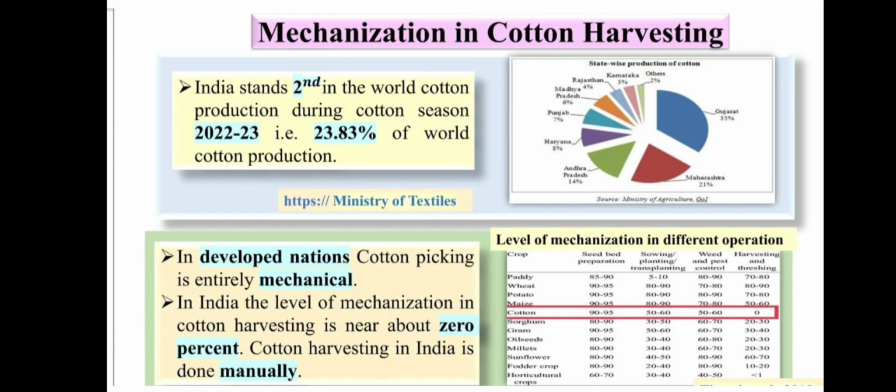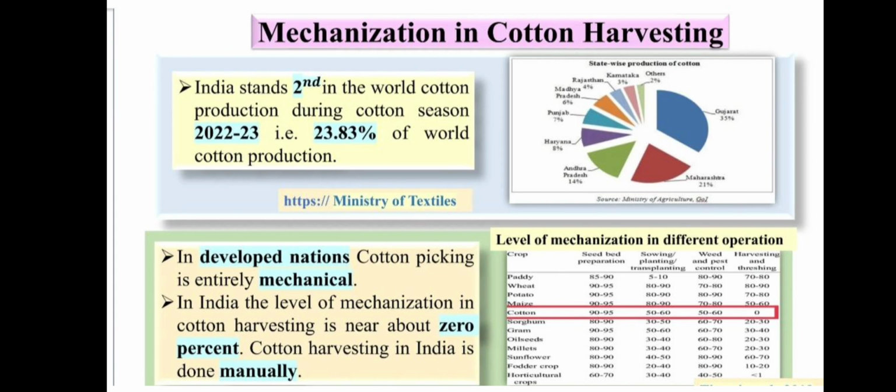and reduced losses. In a country like India, where India stands second in the world in cotton production during cotton season, this data from the Ministry of Agriculture shows that Gujarat is at number one, then Maharashtra is at number two in cotton production. In the world, China stands first in cotton production, then India, and then the USA, Brazil, and other countries.